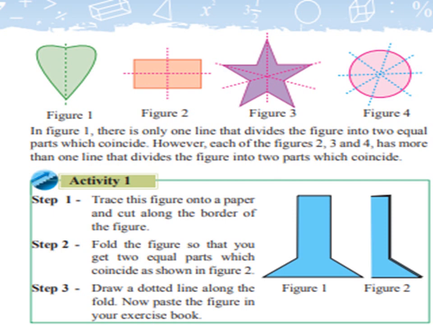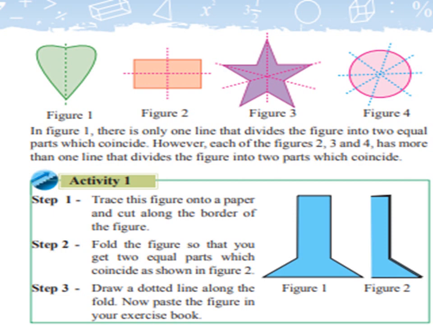So, activity 1, we are moving on to activity 1. Step 1, trace this figure onto a paper and cut along the border of the figure. As it is here, just take a figure like a cylinder, or no, like a test tube. That's in figure 1. So just take an image of that and cut it along the border of the picture.